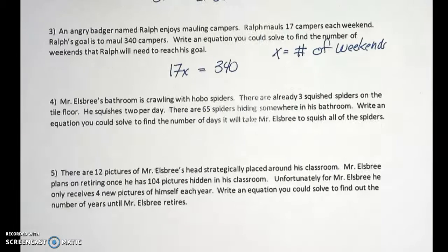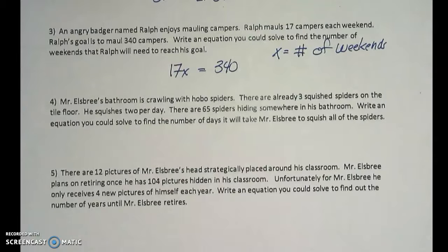Number 4. Mr. Ellsbury's bathroom is crawling with hobo spiders. There are already 3 squished spiders on the floor, on the tile floor. He squishes 2 per day. There are 65 spiders hiding somewhere in his bathroom. Write an equation you could solve to find the number of days it will take Mr. Ellsbury to squish all of the spiders.